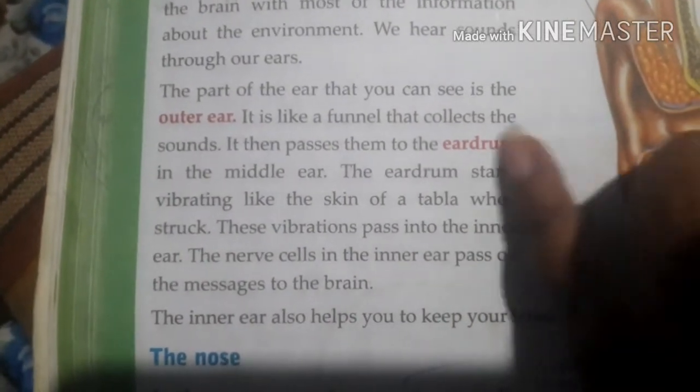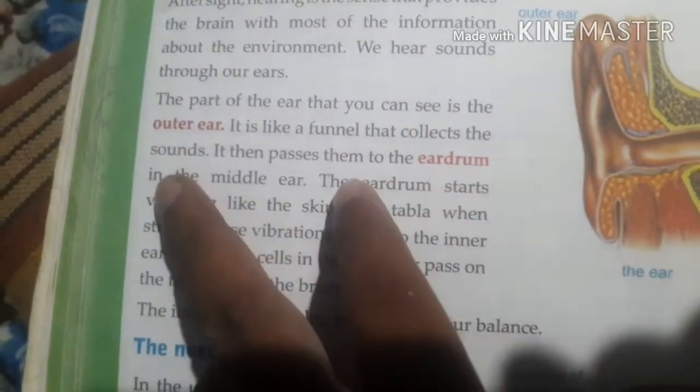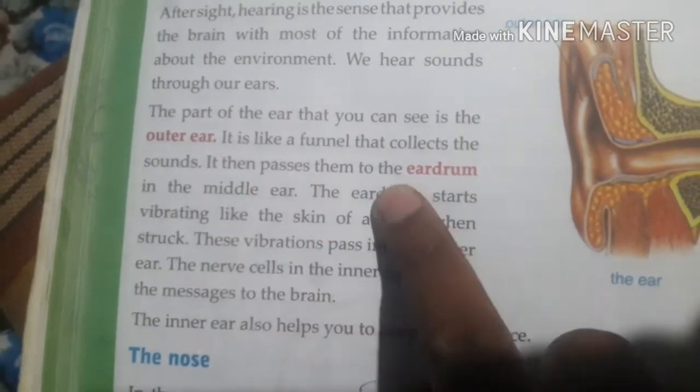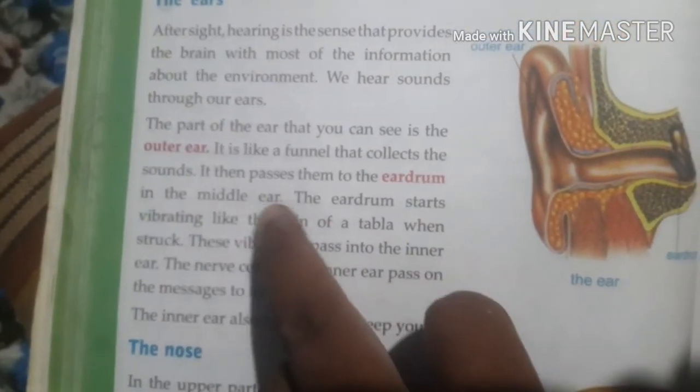So here it is the eardrum, right? You see the outer ear, it is like a funnel, it collects the sounds, it then passes them to the eardrum in the middle ear, right? Eardrum in the middle ear. So eardrum is present in the middle ear, right?